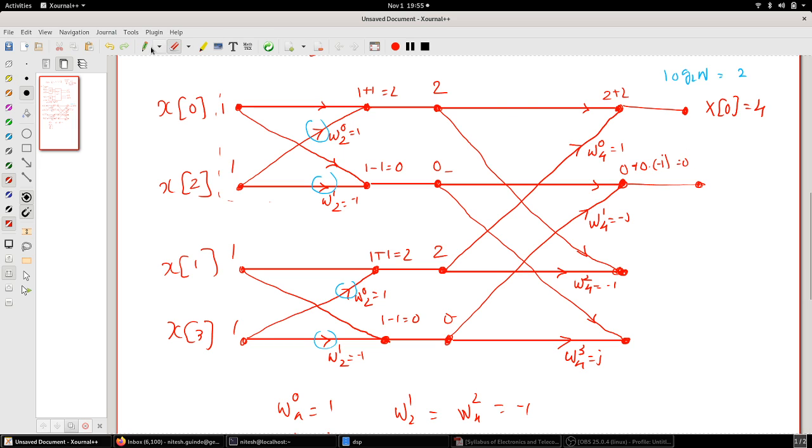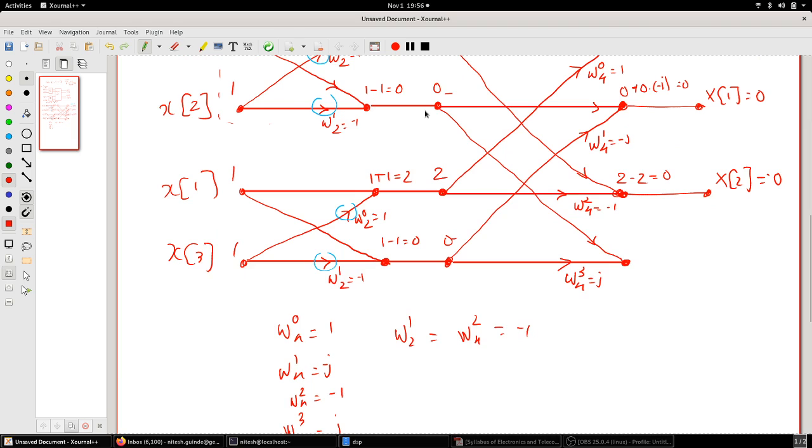So what you have here is capital X of 1, which is 0. Then you have 2, which is coming in here at this branch. It is 2 minus 2, right? 2 minus 2, which is equal to 0 again. So x of 2 is a 0. Okay, and here again, if you look at this, this is a 0 which is coming in, and this guy is 0. So 0 plus j into 0, which is a 0, which is equal to 0. So this is x of 3, which is a 0 again. So you have your DFT calculated.